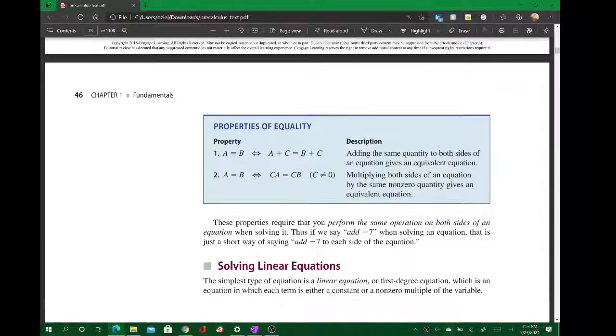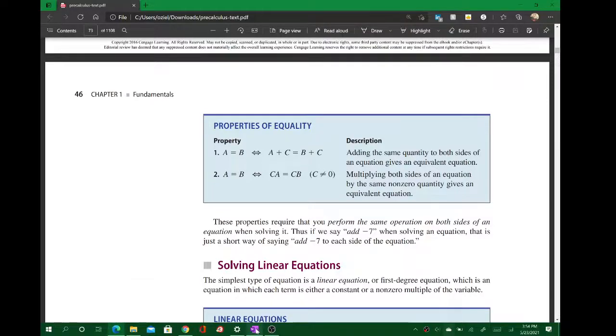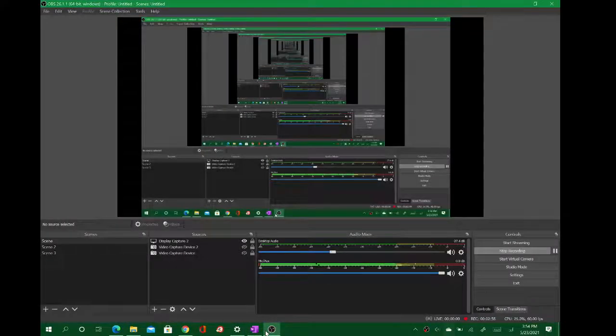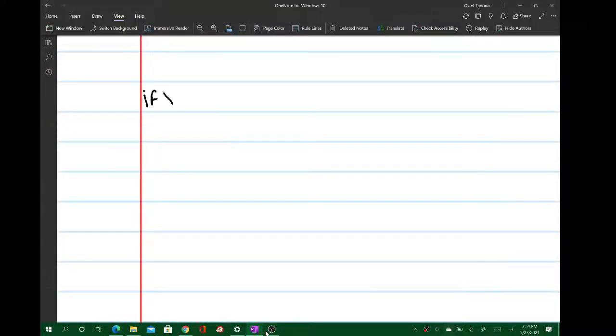So if x equals y, then x plus or minus z will equal y plus or minus z, right? That means x plus z will equal y plus z, or x minus z will equal y minus z. That's the property of equality.